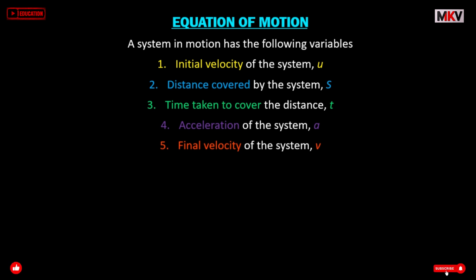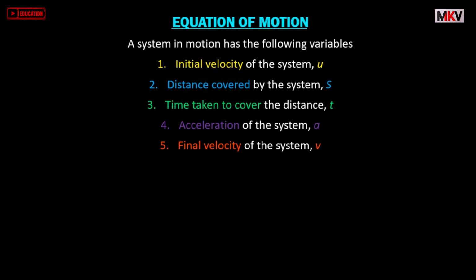So let's consider a moving vehicle. Let's say it started from rest. If the system is starting from rest, then it has an initial velocity, which is 0. As soon as the vehicle starts moving, it starts covering some distance with respect to time. Then it starts gaining velocity. As the velocity keeps changing with time, the system gains acceleration.